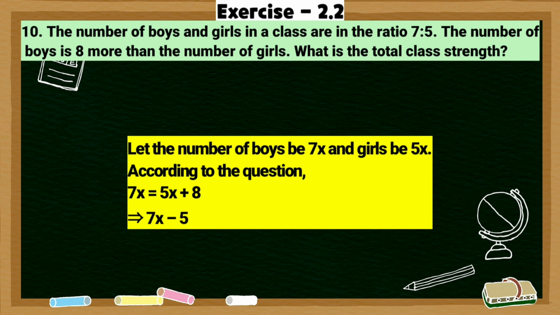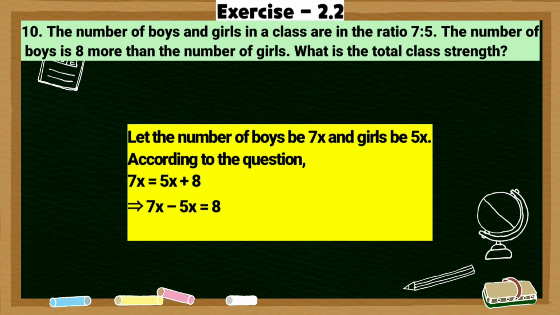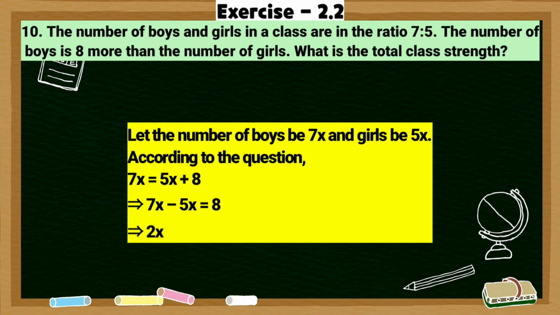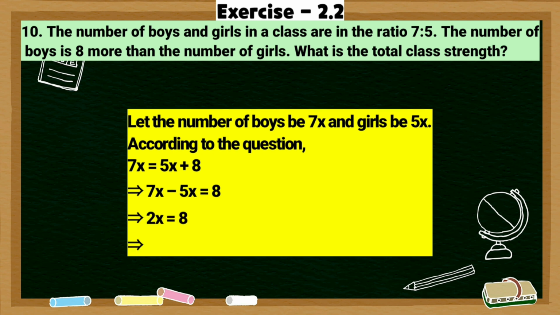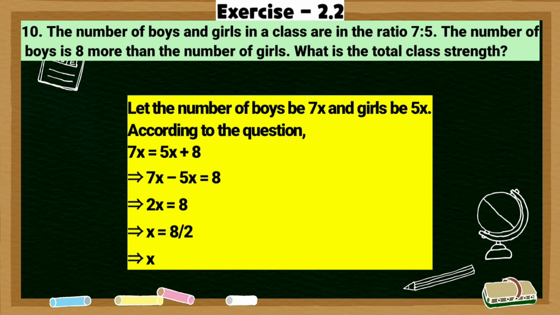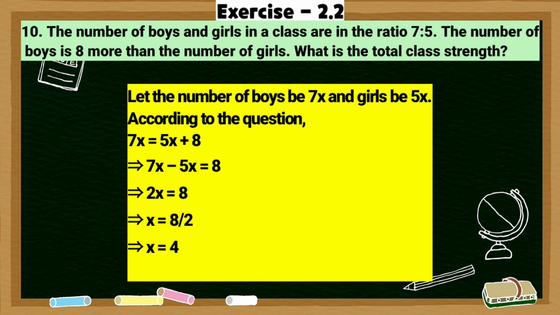So shifting 5x to left hand side, 7x minus 5x is equal to 8. On solving, 2x is equal to 8. X is equal to 8 divided by 2. X is equal to 4. So value of x is 4.